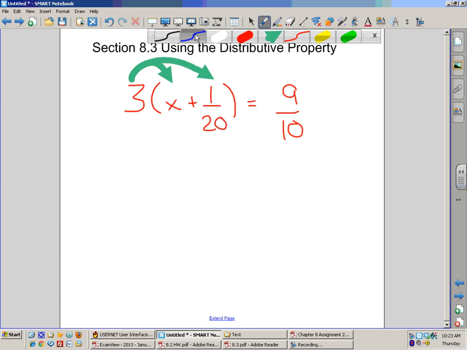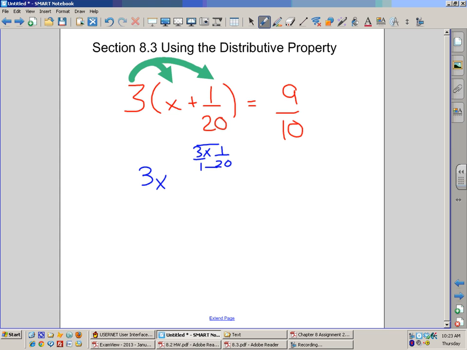3 times x is going to give us 3x. And how do we get 3 times 1 over 20? Well, let's make that 3 over 1 if we like, and we end up with 3 over 20. So we have 3x plus 3 over 20 equals 9 over 10. So really not too bad if we think about that. So again, that was 3 by 1 over 20 gives us 3 over 20.